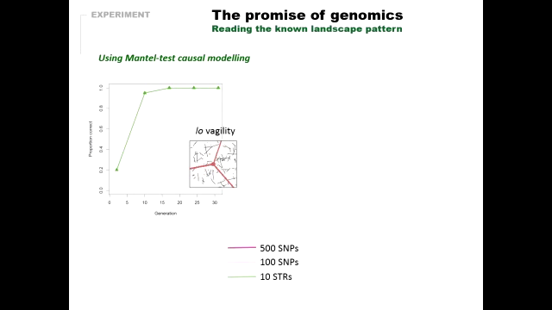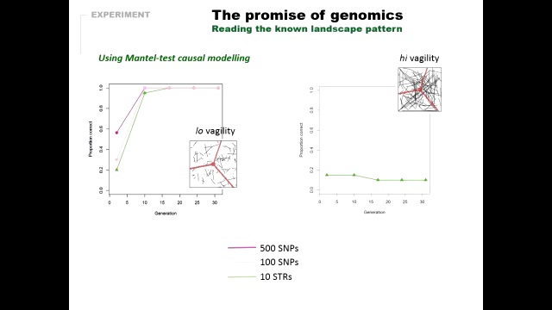So this green line here shows us using 10 microsatellites. Under a low vigility treatment, after about 15 generations, we're having about a 100% success rate at reading our known signal using 10 microsatellites. And using 100 or 500 SNPs improves the story a tiny bit. So having 500 biallelic, largely independent SNPs under low vigility cases is a waste of money.